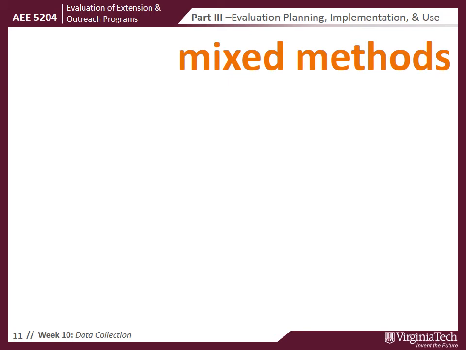So having numbers about the program or the people in the program, that could be very helpful. That could tell you some really great things. Having stories or words about what's going on, that can also be helpful and really good. But if you add them together, you can learn even more. You can gain some insights about the effectiveness of your program or the implementation of your program, which you may have missed if you had only used one method or the other.